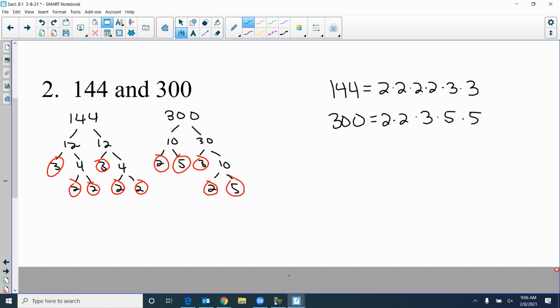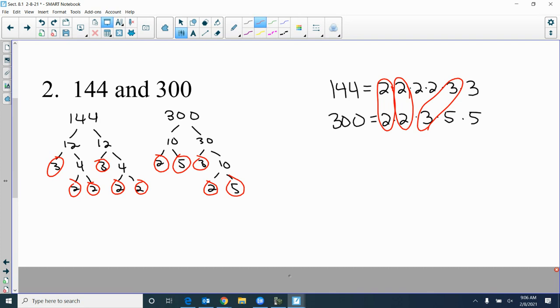Okay, hey, listen. Now, here's what you do. You look for what they have in common. Got a pair of 2s in common. Now, this one is out of 2s, so we cannot pair those up. They both have a pair of 3s. But this one has a 3, this one doesn't. So they have nothing else in common.